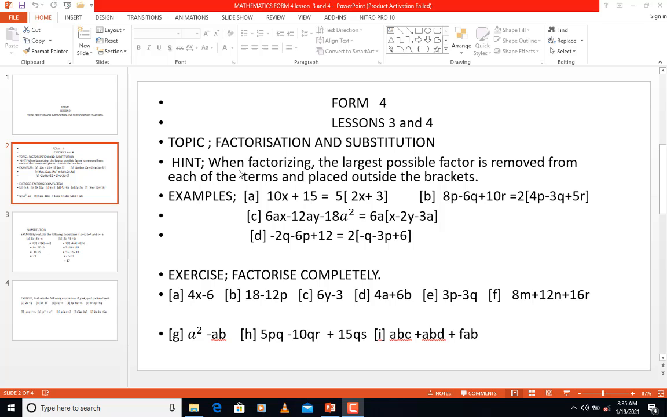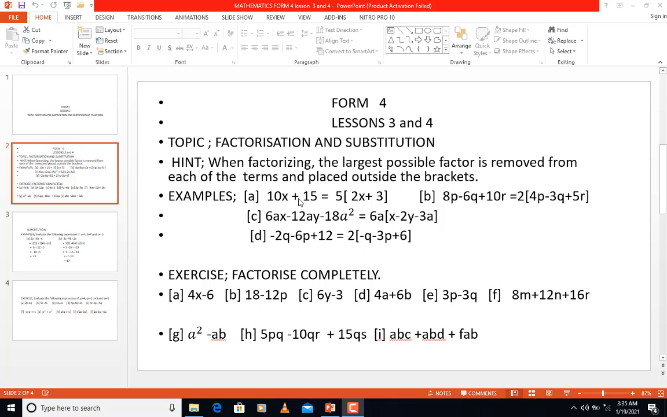So hint, when factorizing, the largest possible factor is removed from each of the terms and placed outside the brackets. So that's how to do the factorization. In factorization, you are the one who is going to introduce the brackets by factoring out the largest possible factor. For instance, now let's look at some examples.